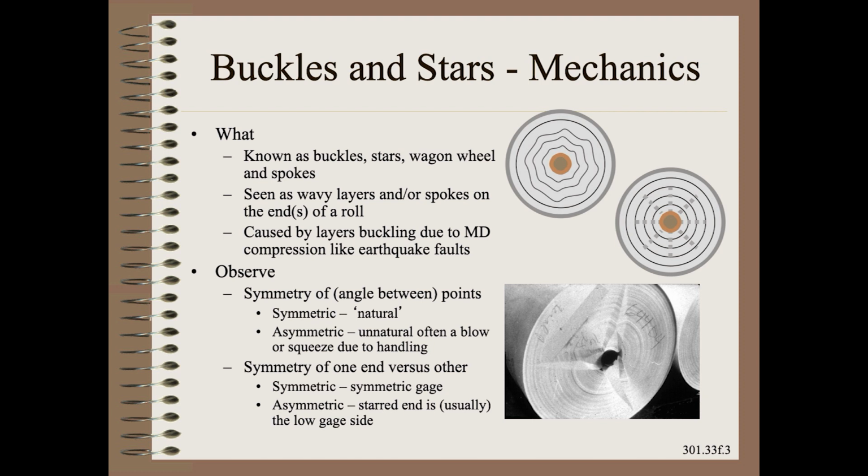As is usually the case, we get started by knowing what to look for. In the case of the types of buckles or stars, they may look like wavy layers or spokes. The distinction is not important because that is simply an artifact of perception rather than useful diagnostics. Instead, we look for symmetry or lack of symmetry in the angle between the spokes and whether the spokes favor one end of the roll and not the other.